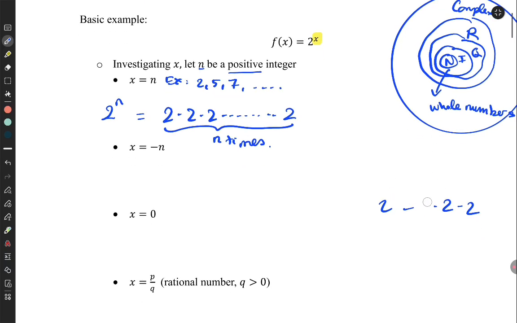How about when n is a positive integer and I put a negative in front of it? It becomes a negative integer, right? Positive integer, put a negative in front, negative integer. So 2 to power negative n.